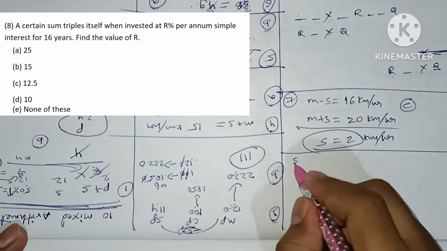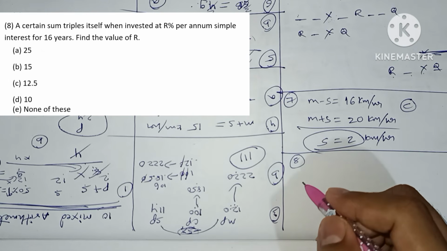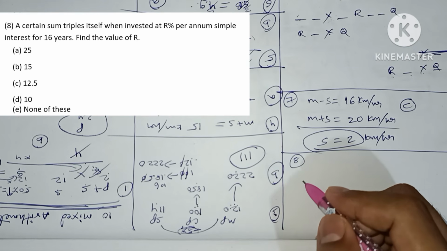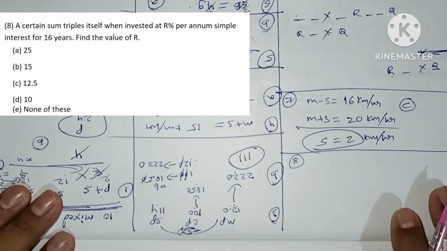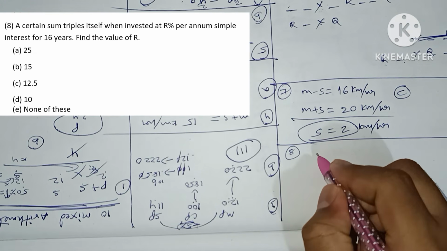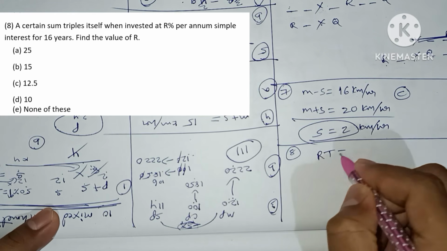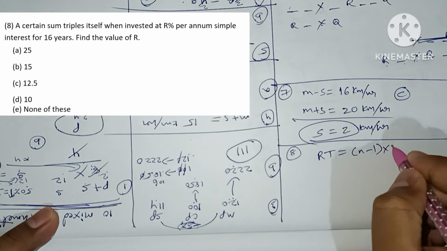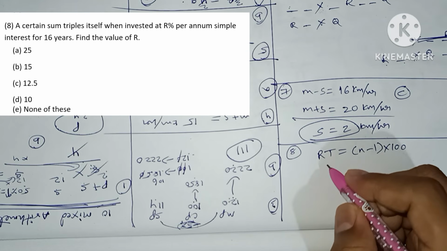Next, a certain sum triples itself when it is invested at R percentage per annum simple interest for 16 years. Find the value of R. We already saw this type of question in yesterday's class. Talking about triples, simple interest, and given a rate and years, the formula will be RT equals (n minus 1) into 100.